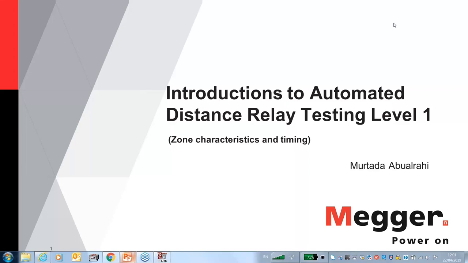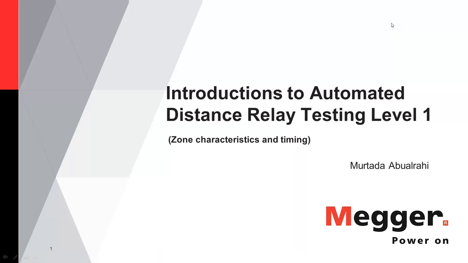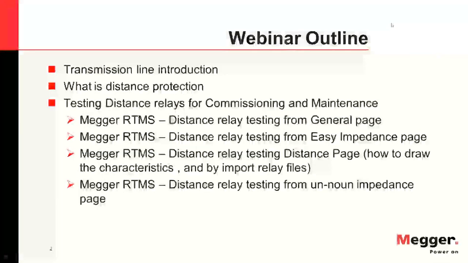So today our topic, as Ali mentioned, is automated testing of the distance relay. We have another level that will come after a few months. That will also be very interesting because it will have the other functions of the distance relay. So today we are going to cover in general the transmission line. We should know about the transmission line, distance protection, and the difference between commissioning and maintenance. And then we'll open the software and try to do some practical testing of the software itself.